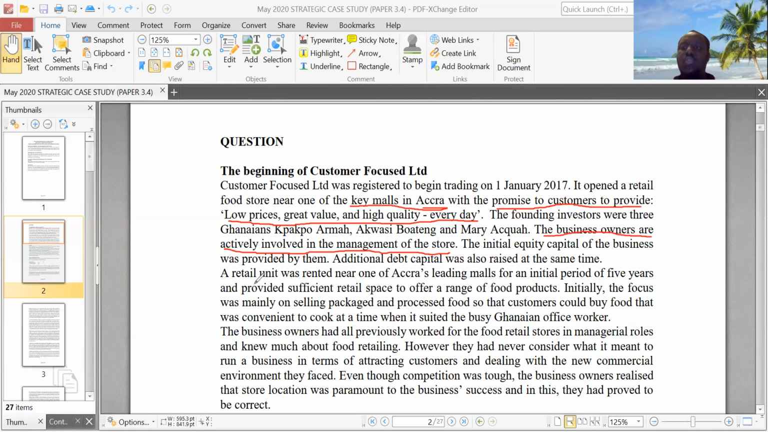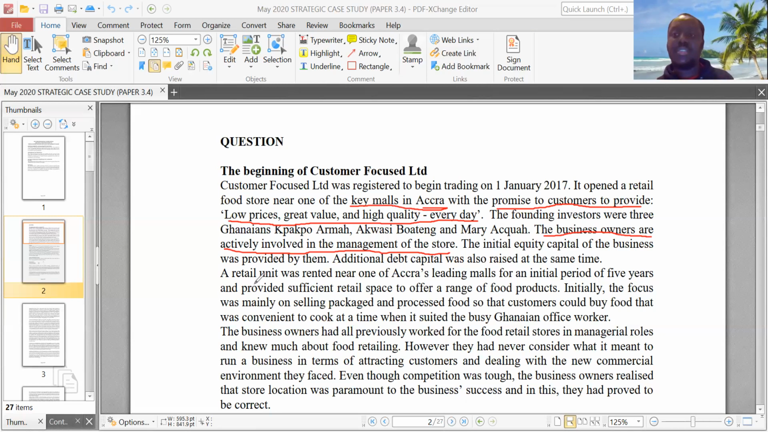Right? And so they have a stake in the business. They all have a stake in the business. And when you have a stake in the business, you tend to treat it as your own. So that's an advantage right there. Then it says additional debt capital was also raised at the same time. So as part of the capital structure, you also have debt. And as we all know, the implications of debt.